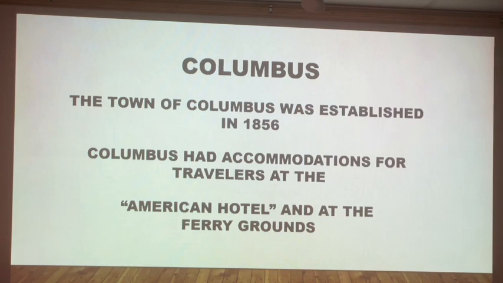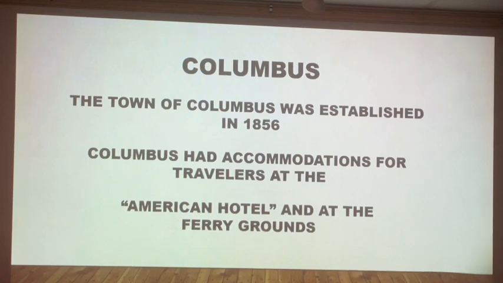Okay, as I mentioned, the town of Columbus, established in 1856. Columbus had accommodations for travelers at the American Hotel, which was the first hotel in Columbus. And the other accommodations would have been actually at the ferry grounds, which is now in Pawnee Park in Columbus. The Mormon Trail came right down 7th Street in Columbus and then angled off into Pawnee Park. So the American Hotel probably wasn't the necessary destination as far as the Mormons were concerned, because what are you going to do with all the cattle and oxen and whatever? So most of it would have been at the ferry.